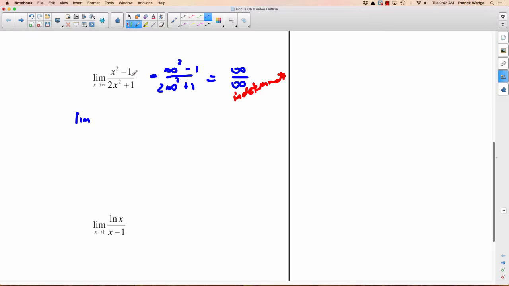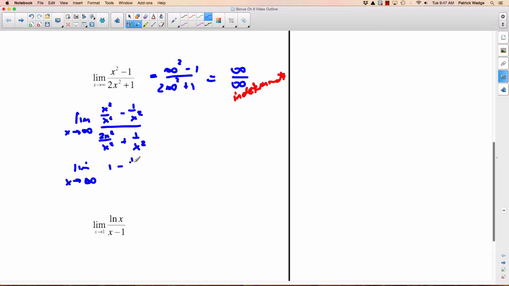You take a look at all the exponents here. So we got a 2 and a 2. And you divide everything by x raised to that exponent. So in other words, it's going to be x squared over x squared minus 1 over x squared, divided by 2x squared over x squared plus 1 over x squared, which is equal to x squared over x squared is 1.